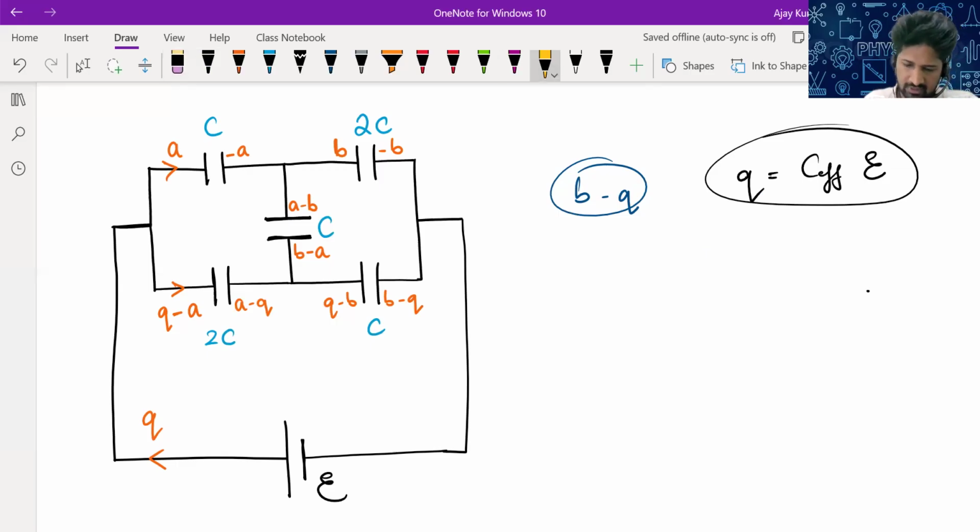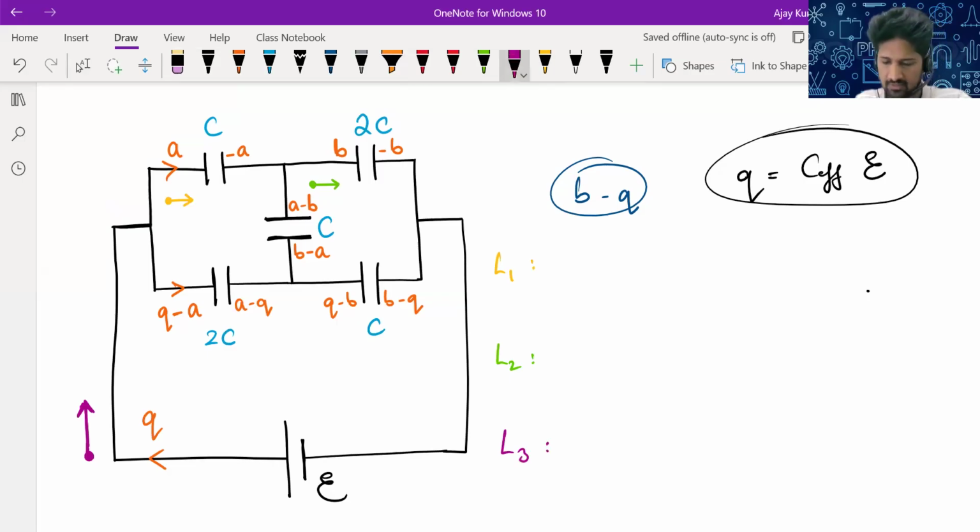So I want you all to apply KVL carefully. I'll tell you which loops to apply it to. One loop, you take this one and move this way. Other loop, second loop, you take this one and move this way. We have already assigned the charges and you know how to write potential change across a capacitor. So two loops like this. And the third loop, you take this outermost loop and move this way. I want all of you to write KVL equations in this same manner so that we can check whether we have done correctly or not. So loop 1, loop 2, loop 3.